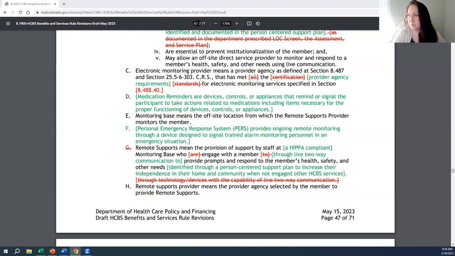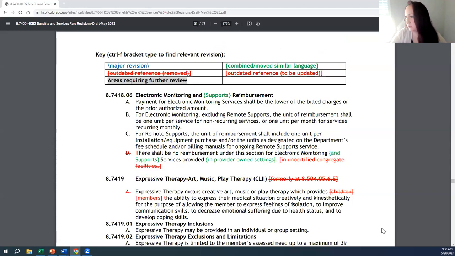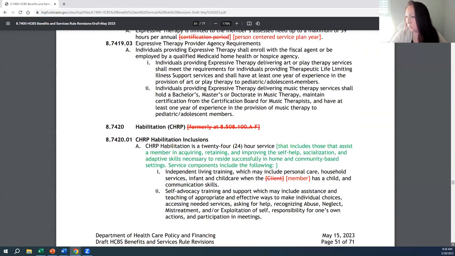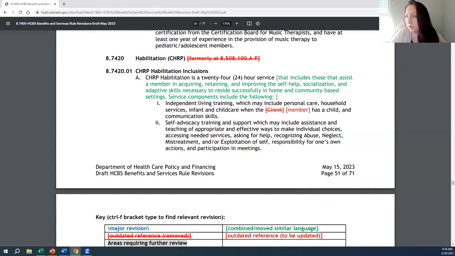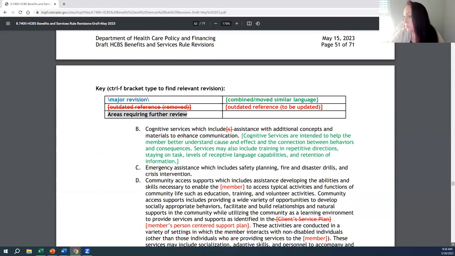All right, sounds good. So we will move on to 51. There should be some more for us to read through. Okay. So for CHIRP habilitation inclusions. CHIRP habilitation is a 24-hour service that includes those that assist a member in acquiring, retaining, and improving the self-help, socialization, and adaptive skills necessary to reside successfully in home and community-based settings. Service components include the following. And those are not all changed.